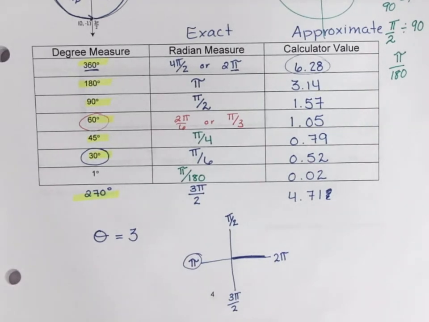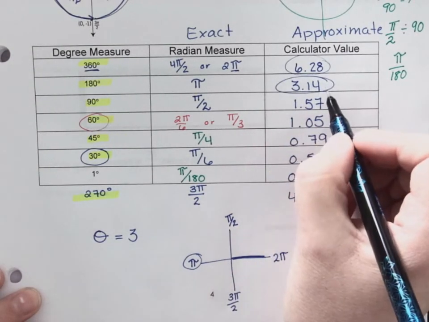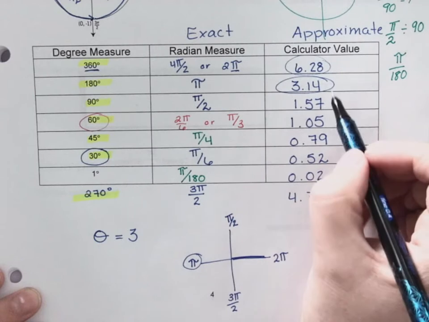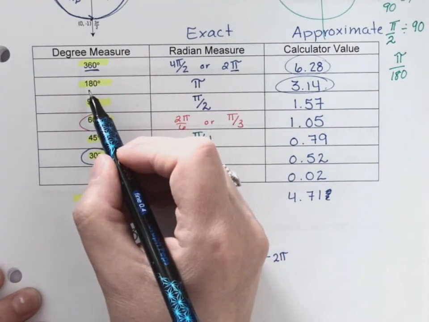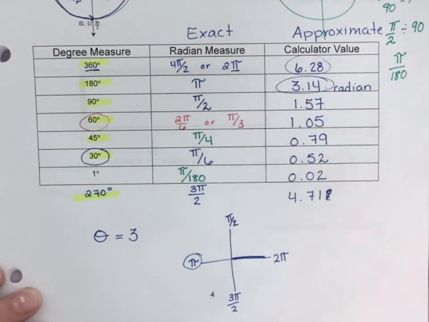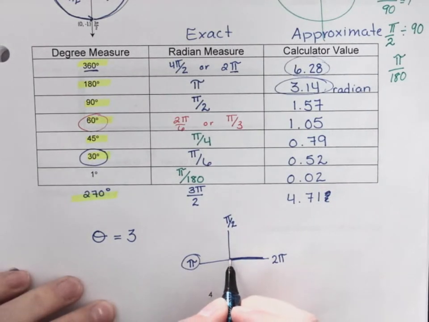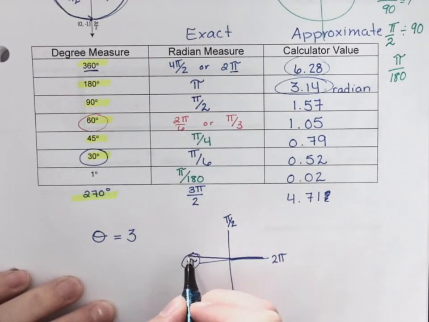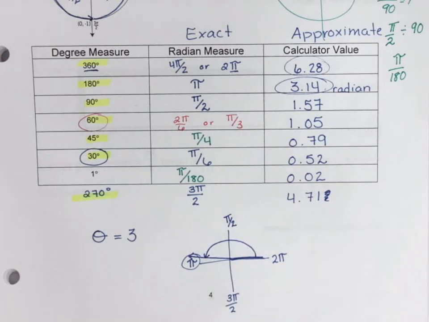So pi is approximately 3.14. So that's the radian measure of 180 degrees. Right? This is the radian measure. So if I asked you for an angle of 3 radians, it's going to be really, really close to that negative x-axis. Does that make sense to everybody?